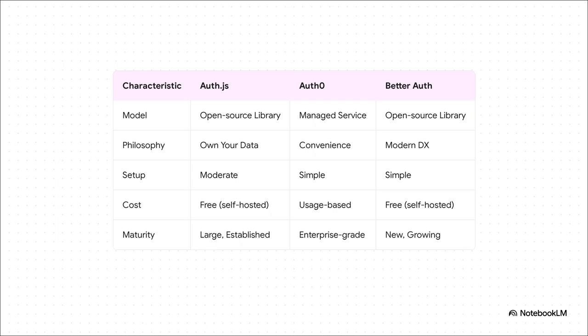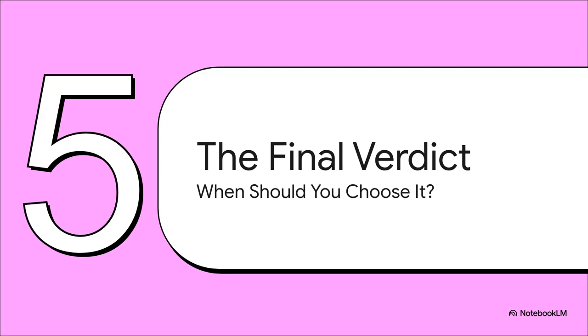Let's look at this comparison table. You can see Auth.js really stands out with its own-your-data philosophy and its free, self-hosted model, though the setup is a little more involved. Then you have Auth0, a classic managed service that's all about convenience and simple setup, but you're going to pay for it based on usage. And then there are new players like BetterOff trying to blend that open source model with a simpler, more modern developer experience. So, with all that on the table, how do you make the final call?